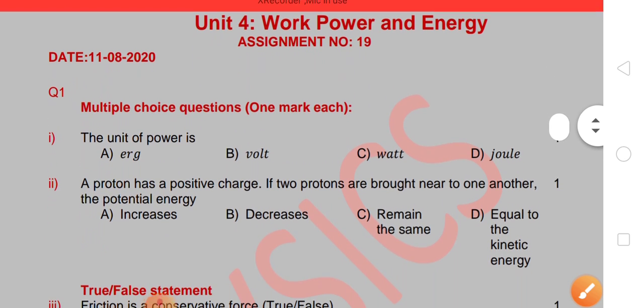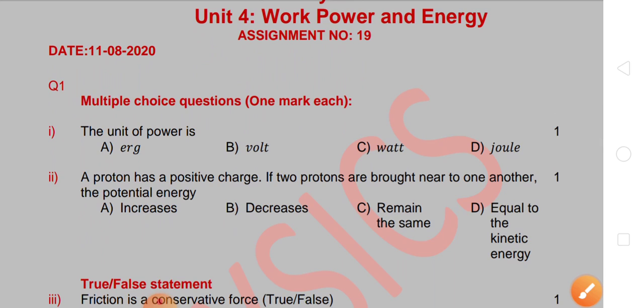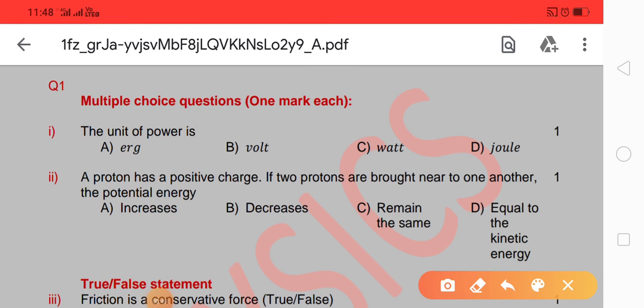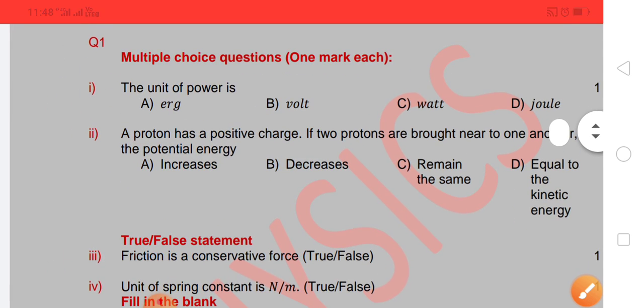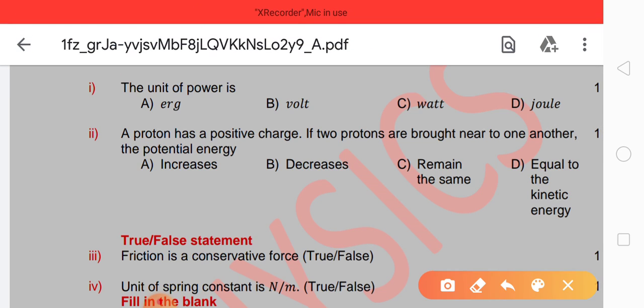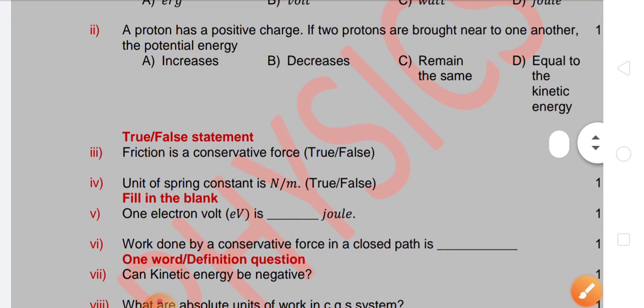Next question is, a proton has positive charge. If two protons are brought near to each other, what happens to the potential energy? We know that the force between two protons is of repulsive nature because both have the positive charge. So when both are brought near to each other, their energy will increase, because whenever there is repulsive force, energy will increase. So it increases.